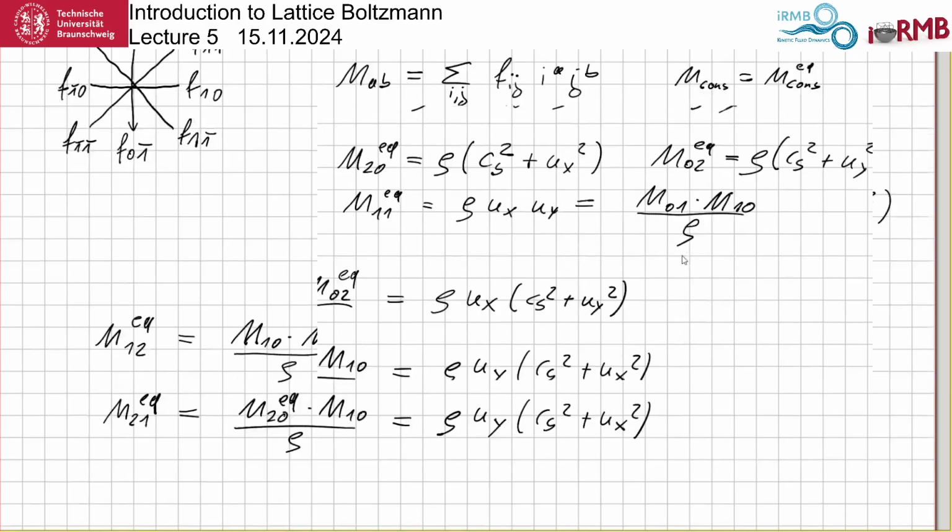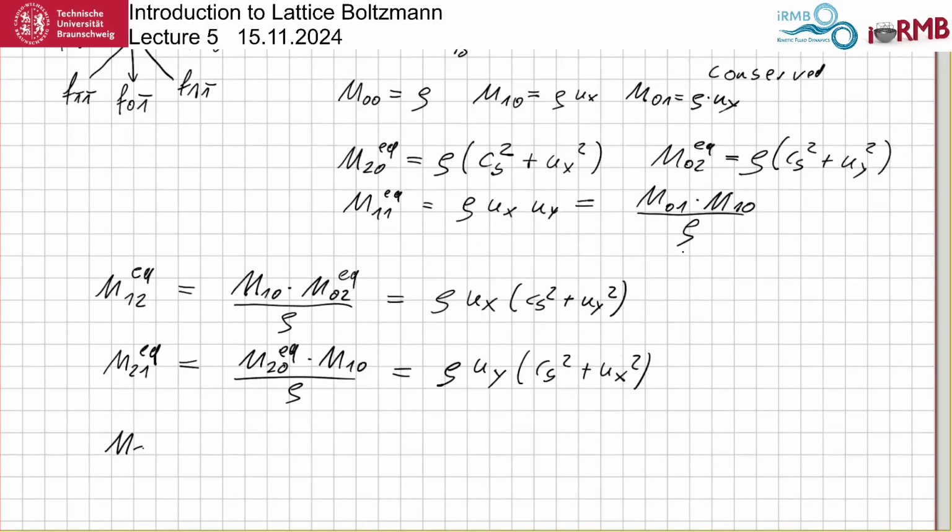And therefore I can now give you the challenge. What is M22 equilibrium? It is M02 equilibrium times M20 equilibrium, divided by rho. So divided by rho is very important. And that's going to be rho squared, right? Wouldn't it be? No, you can't; never rho squared.